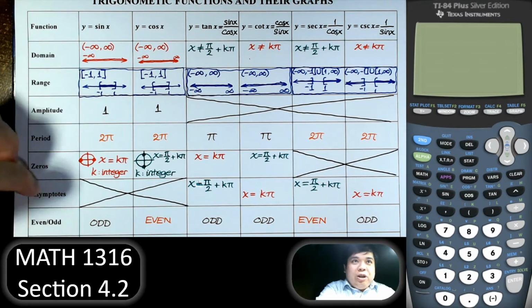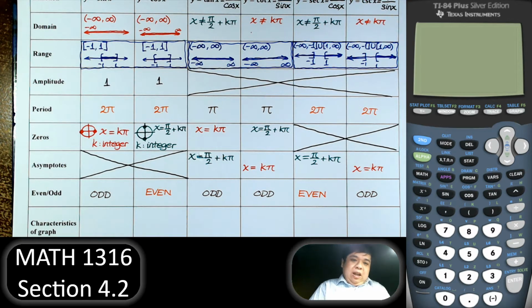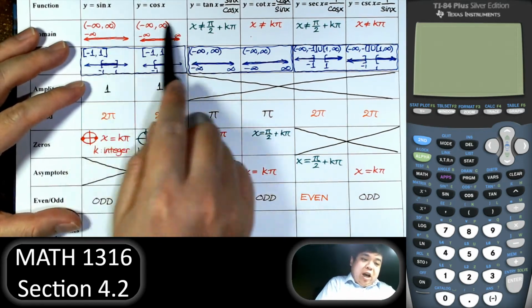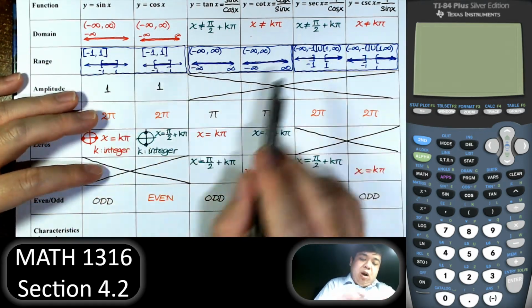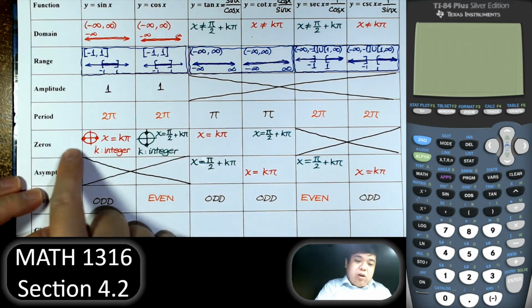So that we almost complete the table, right? So the domain and range, of course, for sine, cosine, and then the range. This is what we need to know. But this part here is the most important.